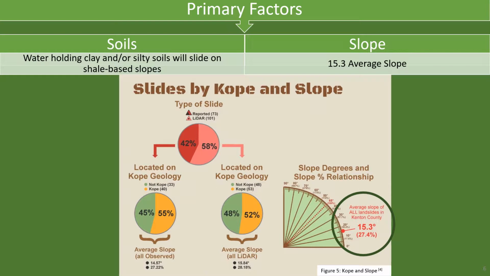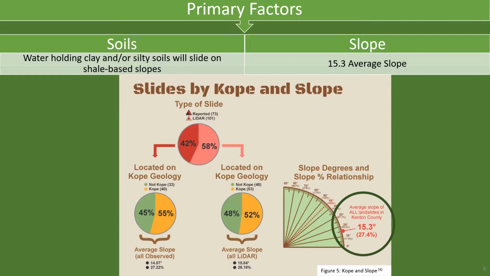A second major factor in landslide occurrences is a combination of soil and slope. As previously mentioned, shale and rock formations tend to hold water due to their clay content. In soils, if high amounts of clay or silt are present, they can hold more water too. When these soils are located on steeper slopes with a shale-based bedrock, they are prone to sliding.